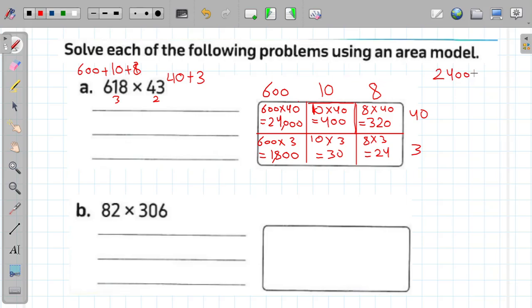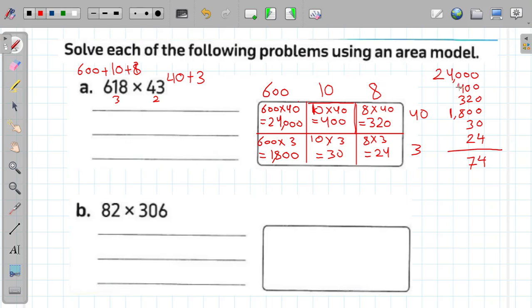So let's try the vertical method. The first number is 24,000. Next I have 400. Next I have 320. Next I have 1,800. And be careful when you put numbers under each other. Okay. Next I have 30. And the last one is 24. Okay. 0 plus 0 plus 0 plus 0 plus 0 plus 4 equals 4. Next, 0 plus 0 plus 2 plus 0 plus 3 plus 2 equals 7.